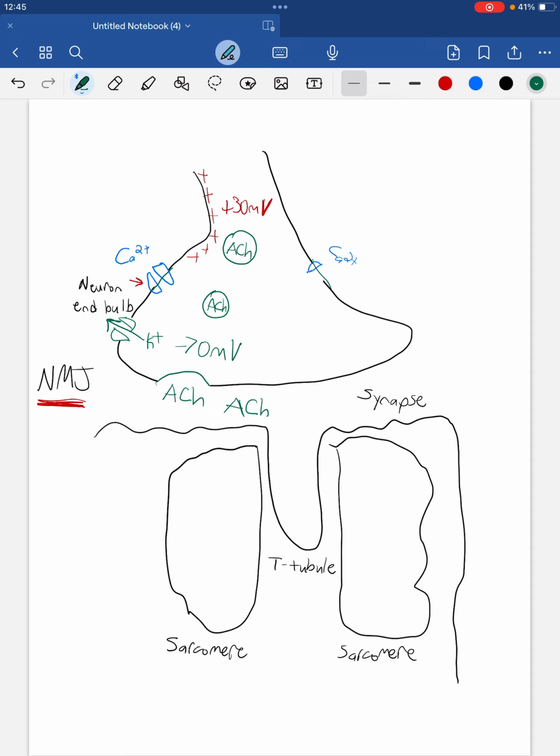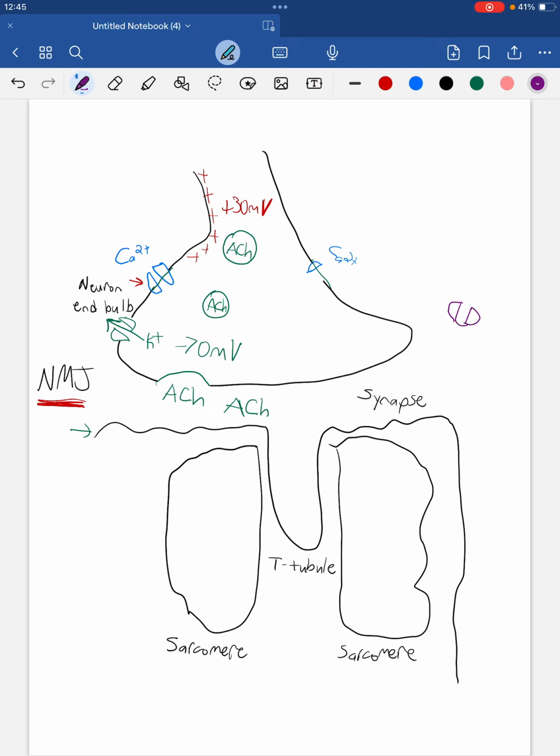Now these little folds here are known as postjunctional folds. They're on the muscle fiber. So now on these folds we have ligand-gated ion channels. These are the channels that I showed you before, and they're shaped something like this.